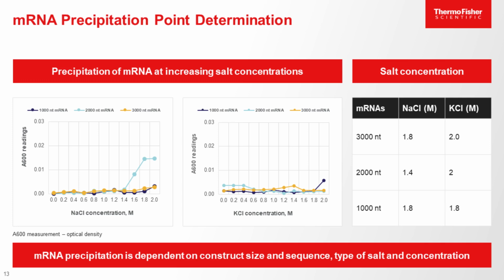For a 1,000 and 3,000 nucleotide mRNA, precipitation is observed at 1.8 molar sodium chloride. On the other hand, for potassium chloride, precipitation is observed for a 1,000 nucleotide mRNA at 1.8 molar salt and 2 molar potassium chloride for 2,000 and 3,000 nucleotide mRNA. In summary, mRNA precipitation is dependent on the construct size, sequence, and type of salt used.